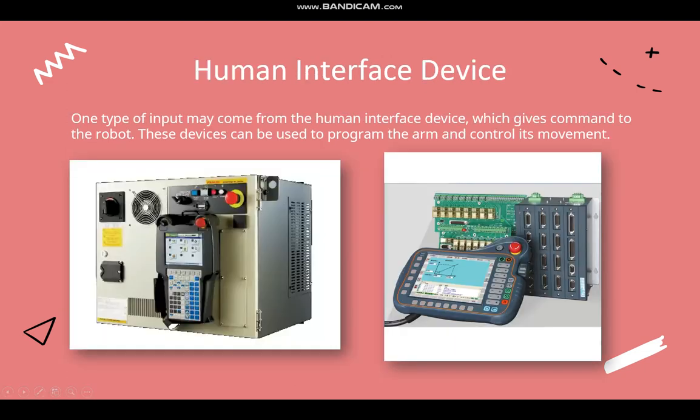Third are human interface devices. These devices are used to control robots. One type of input may come from a human interface device, which gives commands to the robot. This device can be used to program the arm and control its movement.